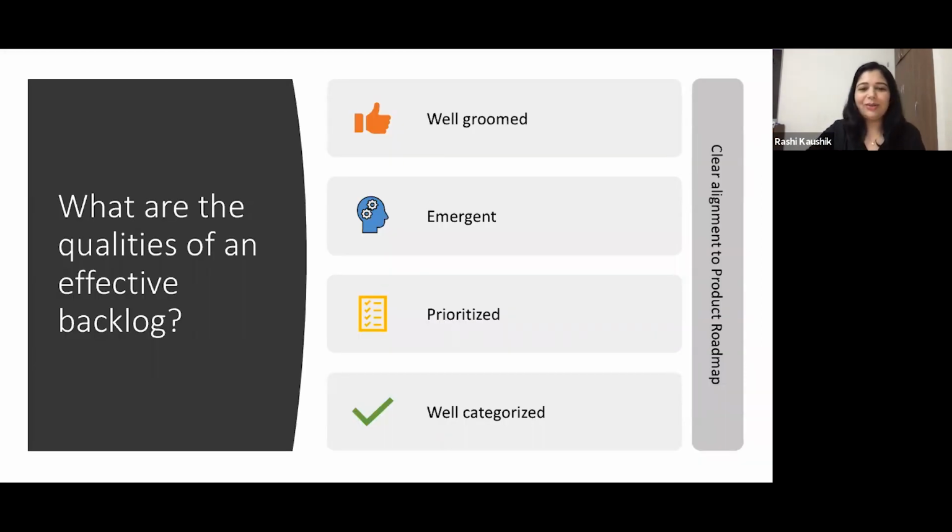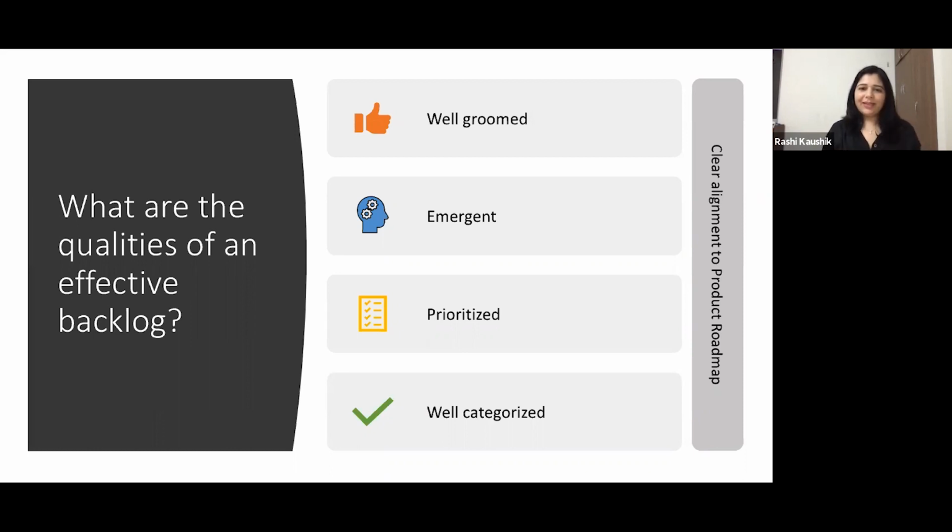We know a product backlog, we know it's important, but before we start building one, let's understand, what do we call a good and effective backlog? What are the qualities? First and foremost, a good backlog is well groomed, it's emergent in nature, it's prioritized, and it's categorized. When I say it's well groomed, it means it has all the necessary details required for execution, which also means that it's ready from a requirement perspective. So it has your functional, non-functional, UX, analytics, and other details properly called out.